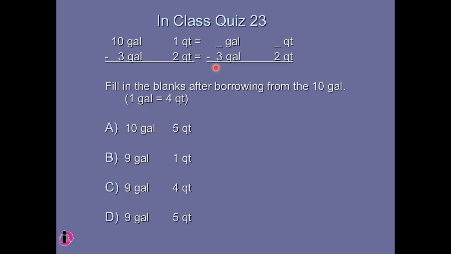Okay, let's try another one. Okay, so I cannot subtract it, so I'll be borrowing 1 from 1 gallon, and this becomes 5 quart, right? So this will be 9 gallon, 5 quart, right? We already had 1 quart, so I just borrowed 1 gallon, so that makes 5 quart. So the right answer is what? D.